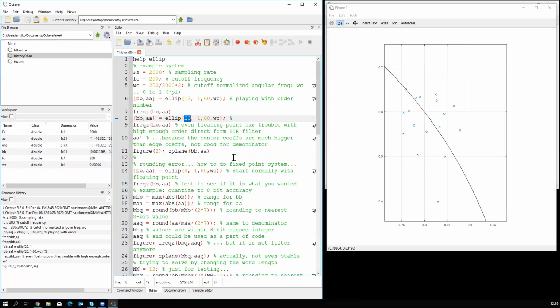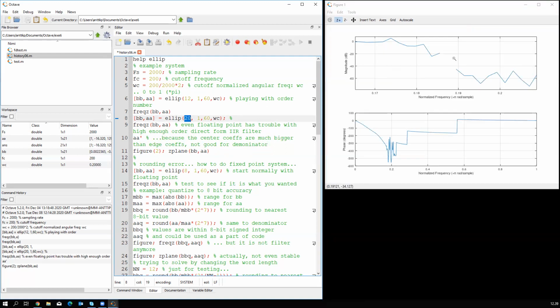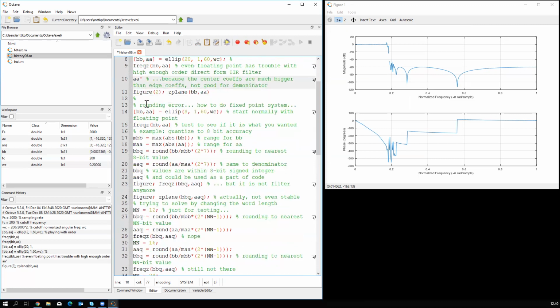But anyways, if you see this sort of behavior, that you're missing some data on the amplitude response, it usually means that the system is unstable. Then the amplitude response cannot be calculated. Okay. Then about the rounding error. How to do the rounding error?